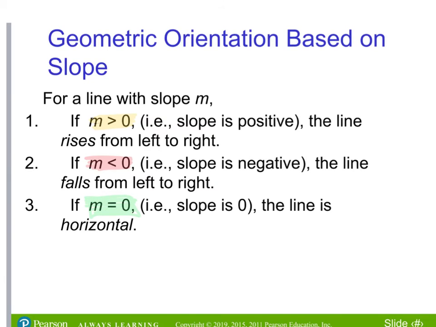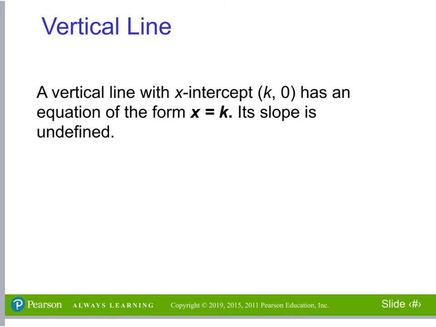Okay. And then a vertical line with x-intercept k,0 has the equation of the form x equals k, and its slope is undefined. So for example, this vertical line x equals 2, you can see that it has an x-intercept, it doesn't have a y-intercept, and its slope is undefined.